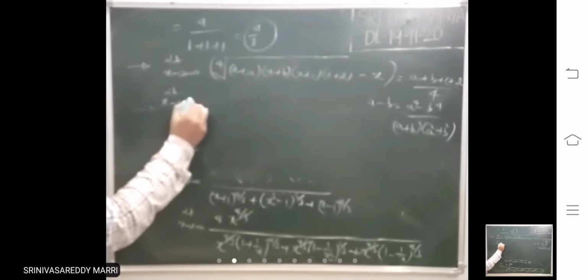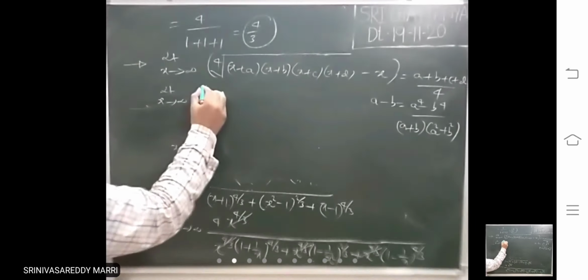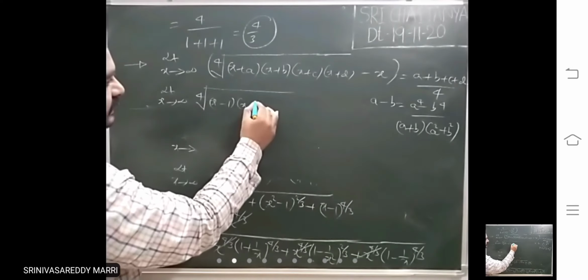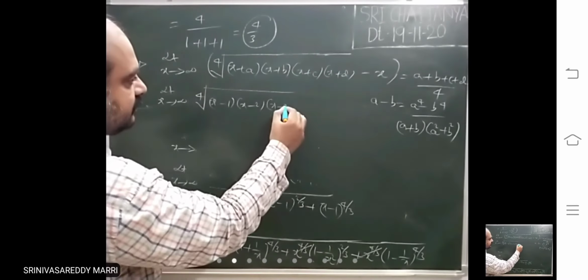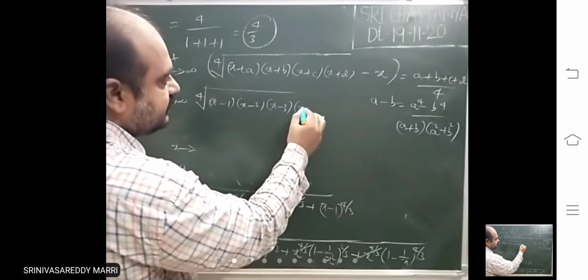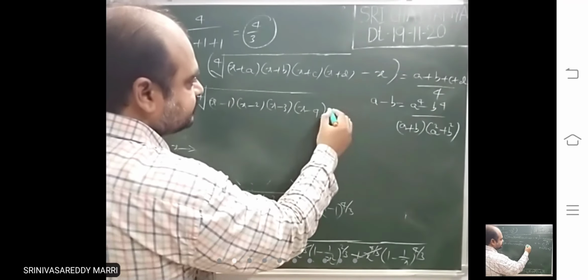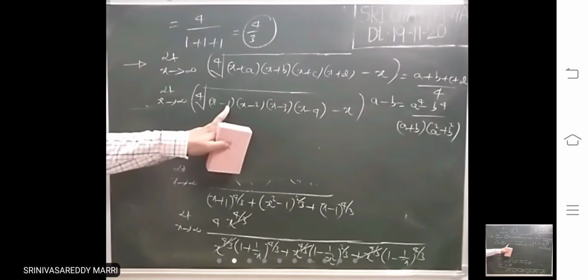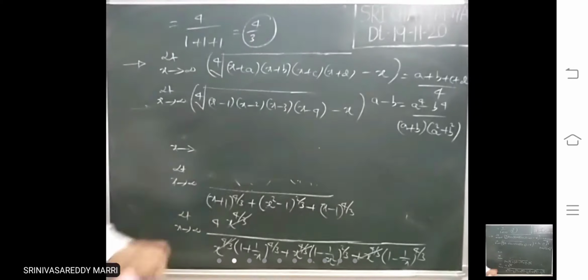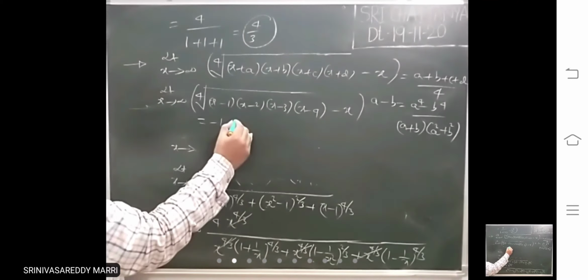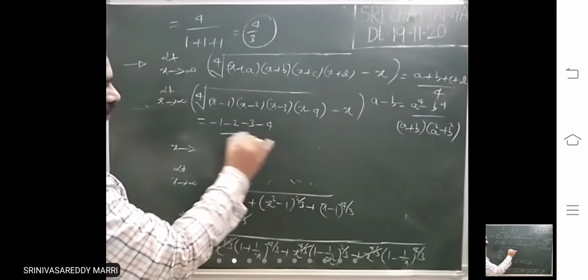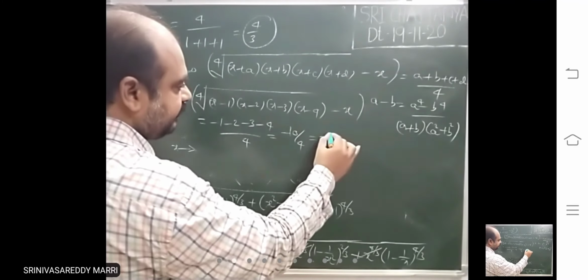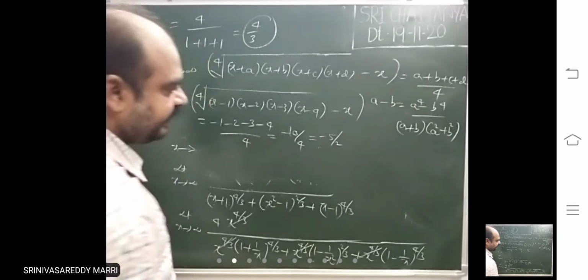Suppose he will ask like this: fourth root of (x minus 1) into (x minus 2) into (x minus 3) into (x minus 4), minus x. What is this limit? He will ask. A is minus 1, b is minus 2, c is minus 3, d is minus 4, divided by 4. That is minus 10 by 4, that is minus 5 by 2.